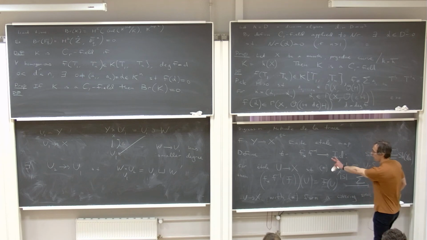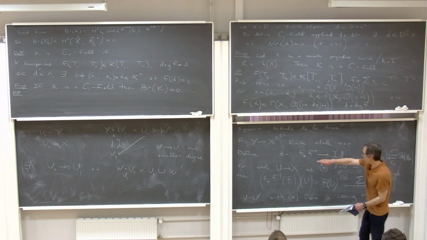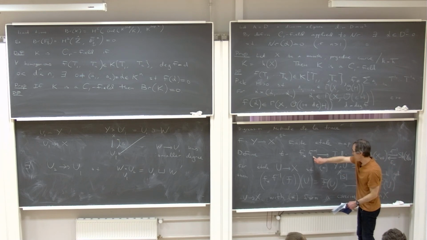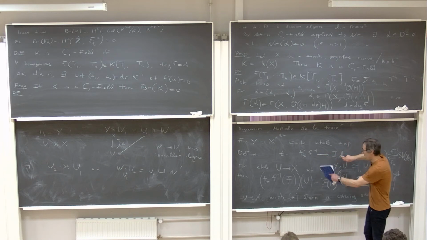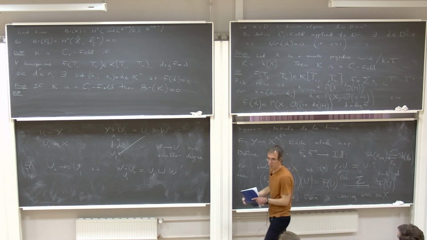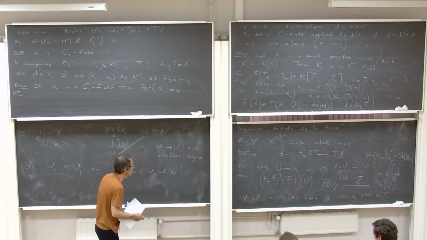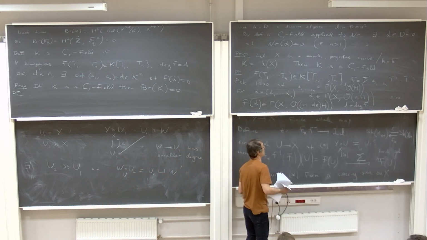Okay, so we constructed this trace map. Again, on the level of fibers, the fiber of this at every geometric point is just a direct sum of d copies of the fiber of F at the same geometric point. And this map on fibers is the summation map. This is an important construction.